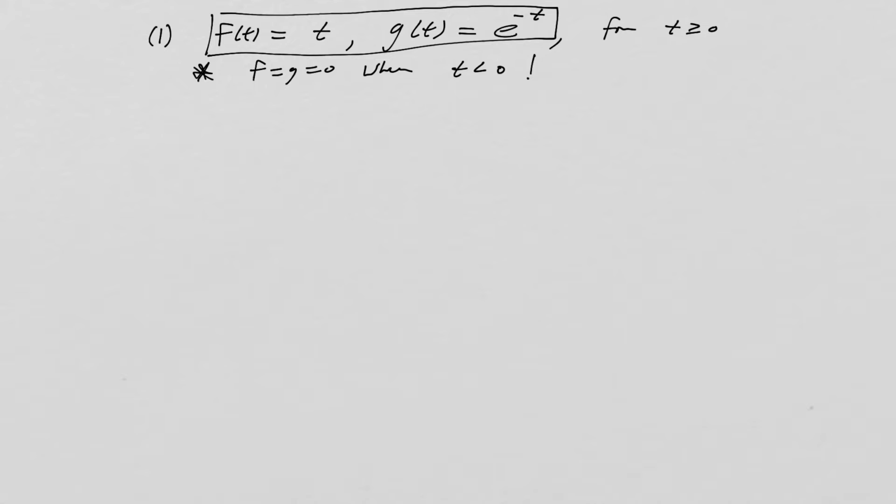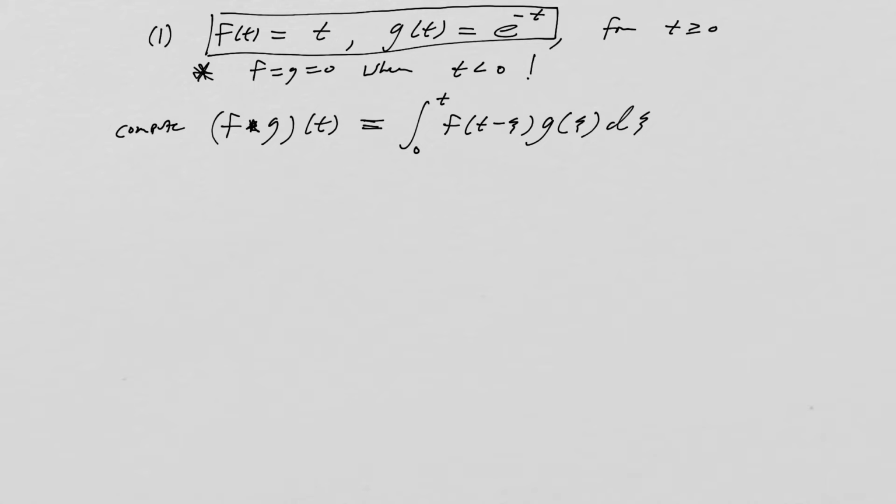Okay, so the next question is we want to compute f convolved with g. This is going to be a new function that we define. We're going to integrate from 0 to t just like before, and then we're going to have f of t minus xi times g of xi d xi. And I want to evaluate, is this the right one? Or do we want to do this one?